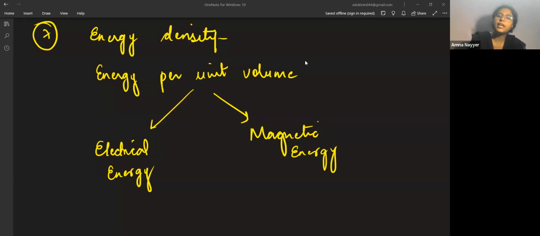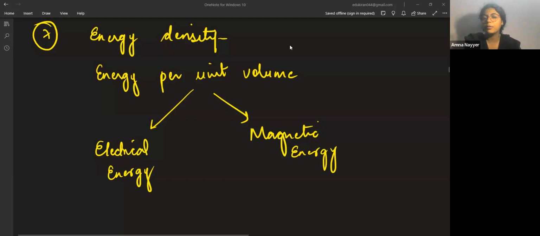Energy density we have done. Half electric field square into epsilon naught. No, not VI, Chavez. This VI is not density. You are telling me the formula of power, V into I, that is power. All right, Chavez, this is correct. Energy density means energy per unit volume.